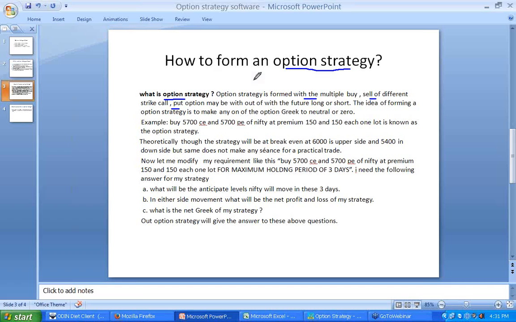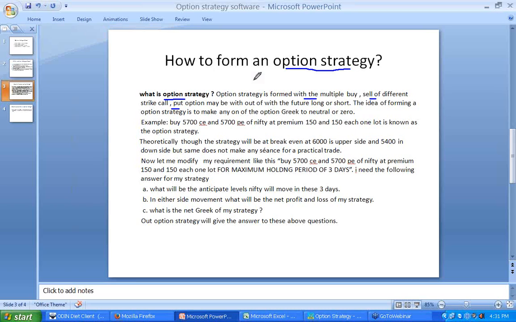That means why am I forming this strategy? What is the benefit I am going to get out of the strategy? When am I going to get this profit or loss? So all these objectives are missing if you are blindly buying any call option or selling any call option, or buying a put option and call option together, or buying a put option in multiple lots and call option in multiple lots.